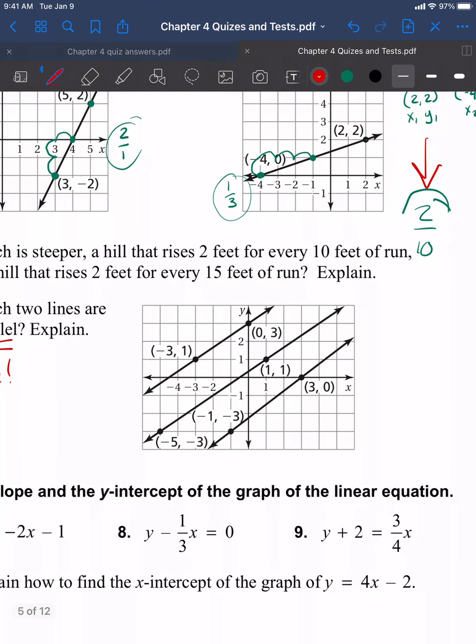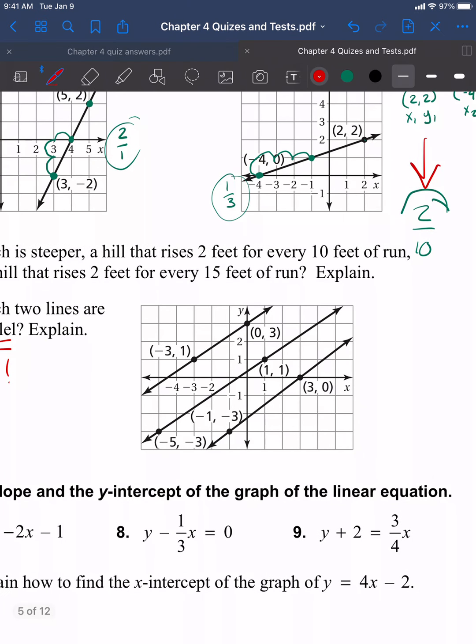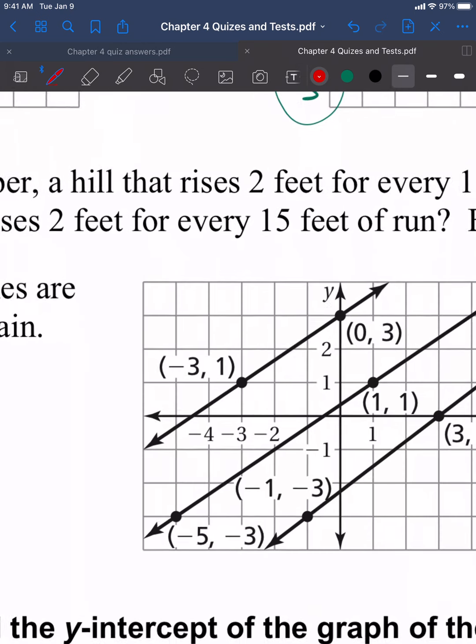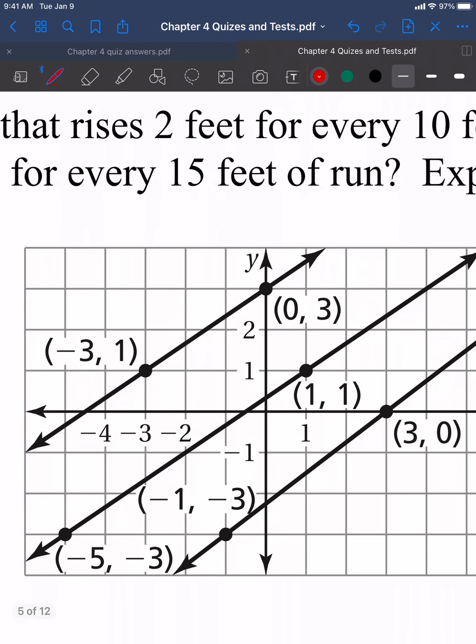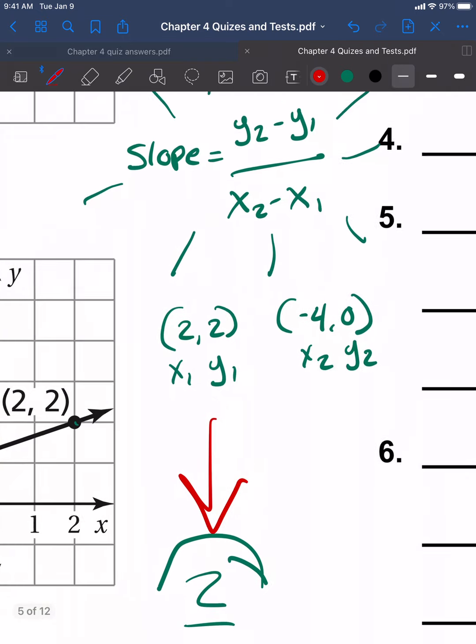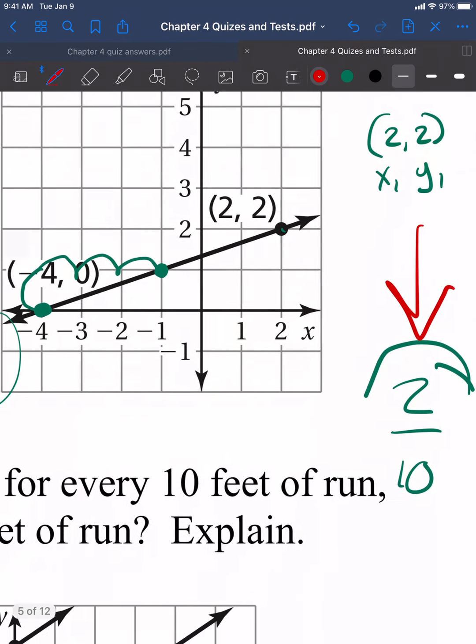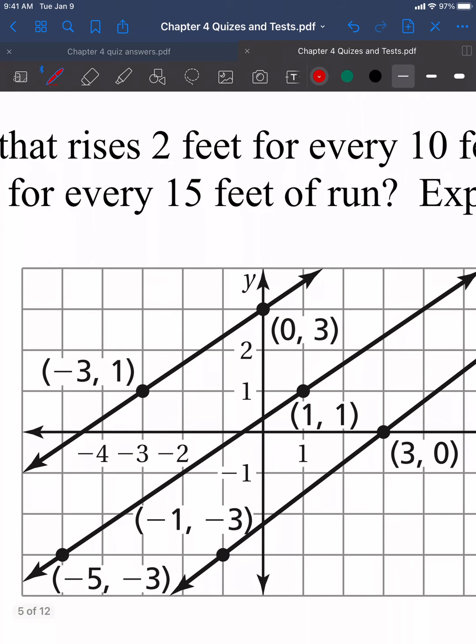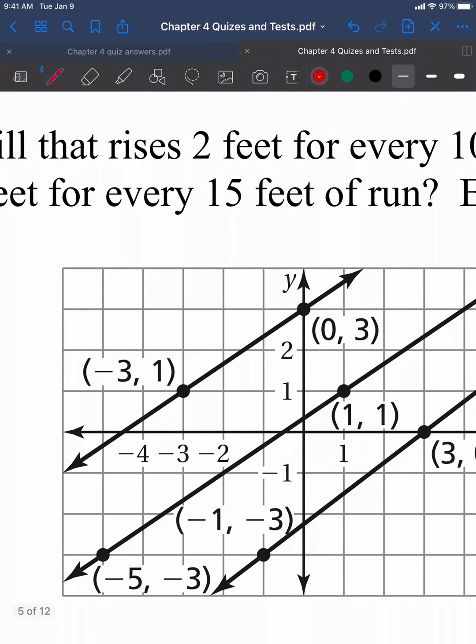Remember, I can't just assume that these lines are parallel. I need to go check it. How can I find the slope of all of these? Well, I could use my slope equation right here, or I could just literally go count. Let's count it out. Let's do the top one first. So from this point to this point is up 1, 2, over 1, 2, 3. Okay, so that slope is 2/3.